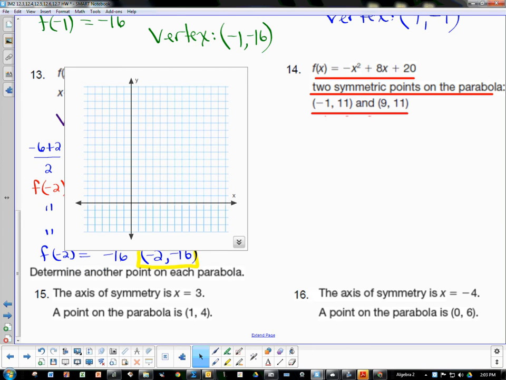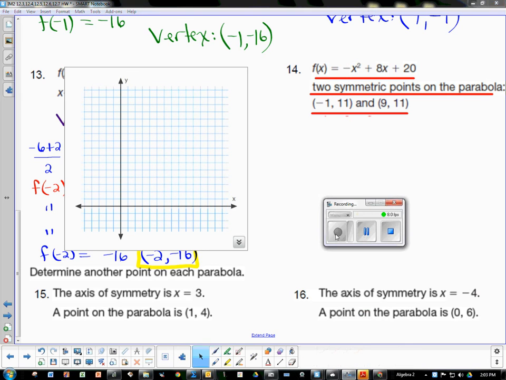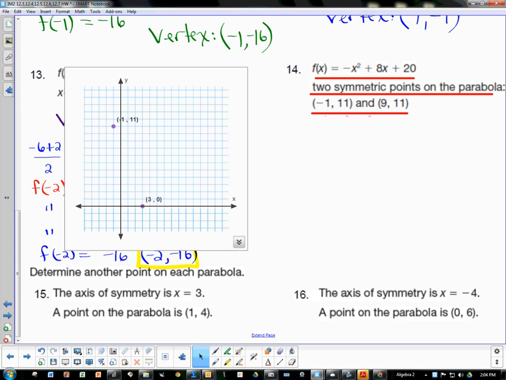All right, I had to adjust this graph slightly to accommodate these points. I have -1 comma 11. All right, here. So this is going to be -1 comma 11. So 1, 2, 3, 4, 5, 6, 7, 8, 9, 10, 11. There it is. And then I'm going to have 9, 11. So we've got, head up to 9. All right, so we've got 1, 2, 3, 4, 5, 6, 7, 8, 9.